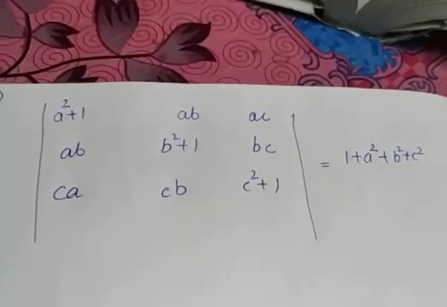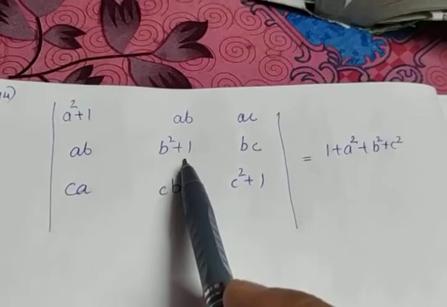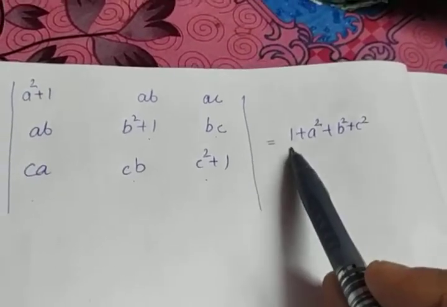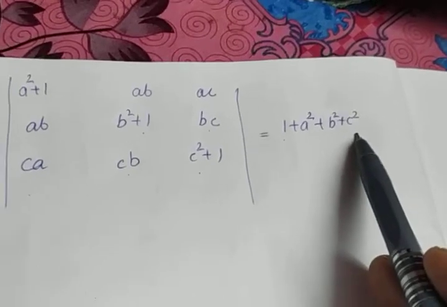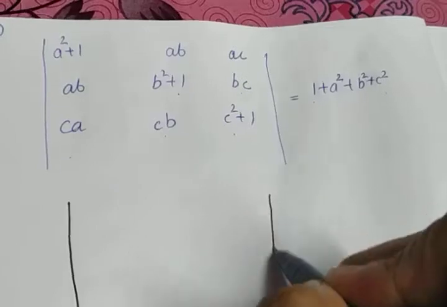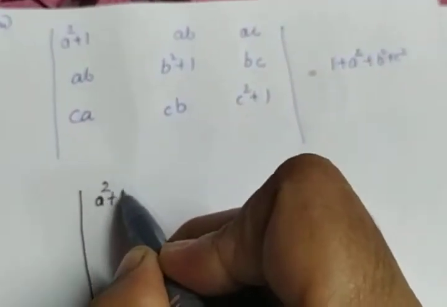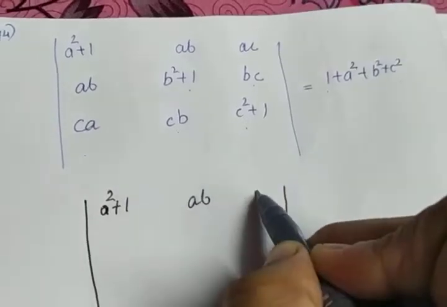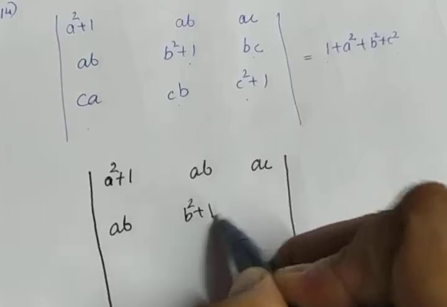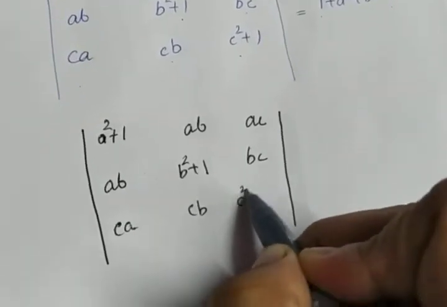So the next one is to prove that the determinant of a square plus 1, ab, ac; ab, b square plus 1, bc; ca, cb, c square plus 1 is equal to 1 plus a square plus b square plus c square. Okay, this is a variety question. Its transformation also has some variety. First row is a square plus 1, ab, ac. Second row is ab, b square plus 1, bc. Third row is ca, cb, c square plus 1.